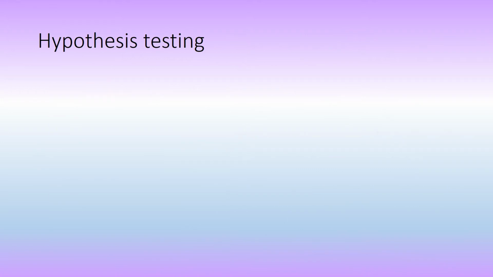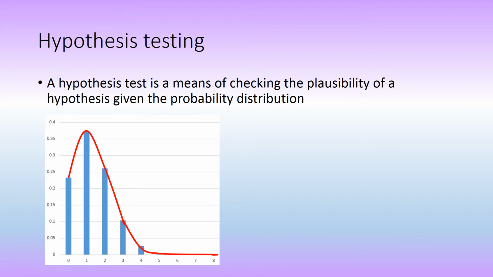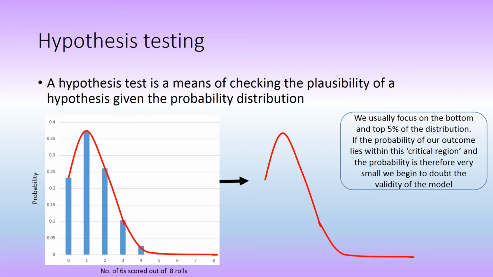So now let's turn our attention to hypothesis testing, given our context of the die rolling. A hypothesis test is a means of checking the plausibility of a hypothesis given the probability distribution. Now here's my probability distribution from before, and what I've done is I've just moved it across to the right here. What a hypothesis test does is take the whole probability distribution and look at the extremes, and look at whether your outcome for your situation is in the extremes of that probability distribution.